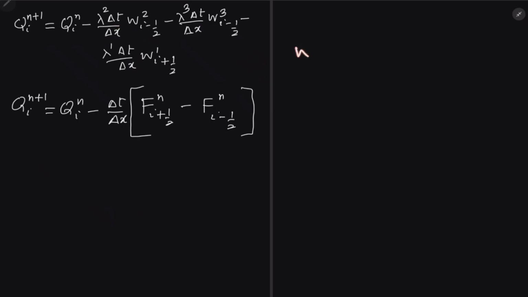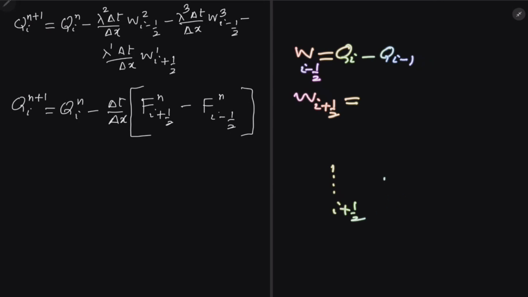Remember that W is the difference between two Q values. It depends on where we are calculating. If it is i minus 1/2, then we have Q_i and Q_(i minus 1). If we have i plus 1/2, then on the right we have i plus 1. In that case it will be Q_i and Q_(i plus 1), or Q_(i plus 1) minus Q_i, and so on, right?